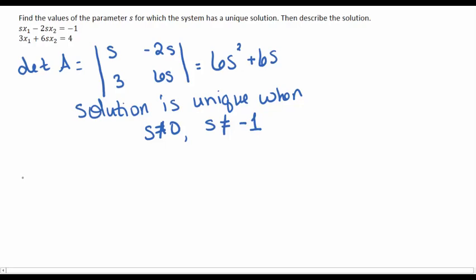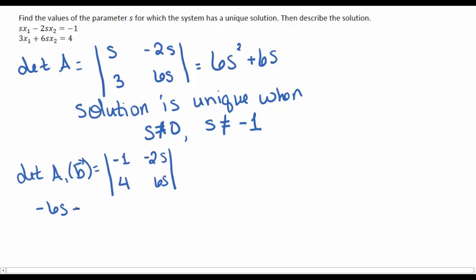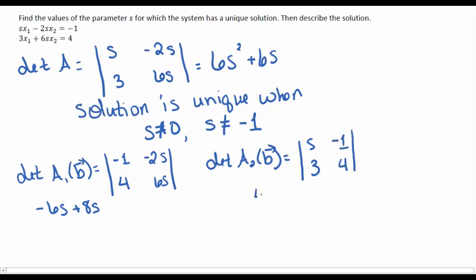The second part of this wants us to describe the solution. So let's find the determinant of A sub 1. This time, the first column will be the negative 1, 4. The second column is still negative 2s and 6s. This gives us negative 6s minus 8s, minus negative 8s, so plus 8s. The determinant of A sub 2. This time the first column will still be the s and the 3. My second column will be negative 1 and 4. So my determinant, 4s minus negative 3.